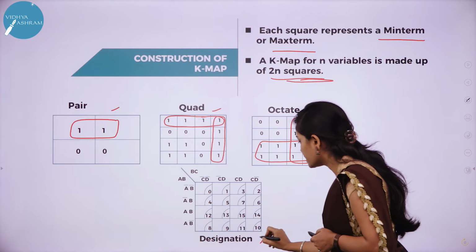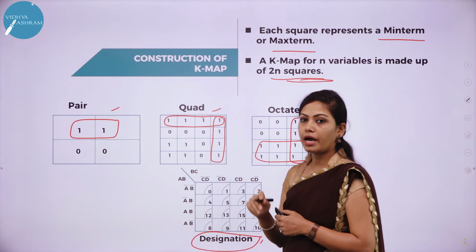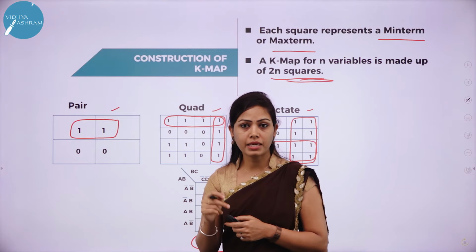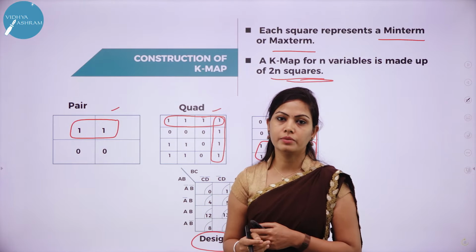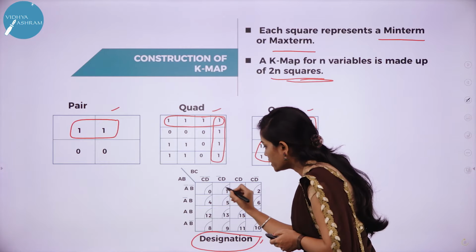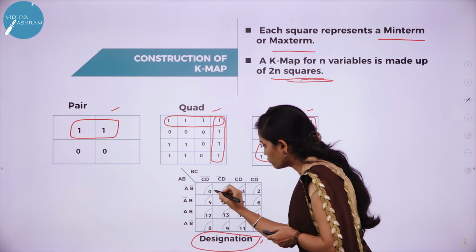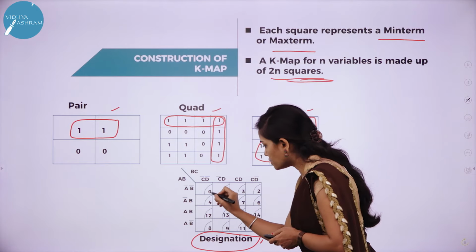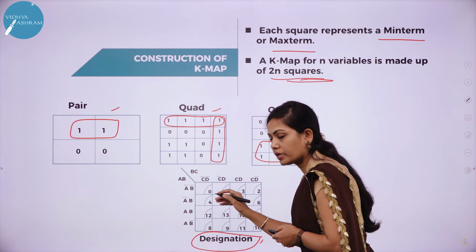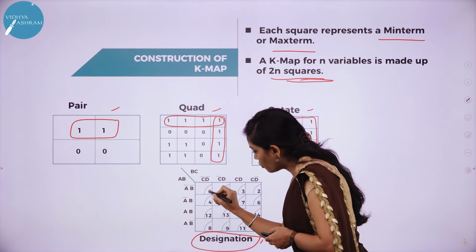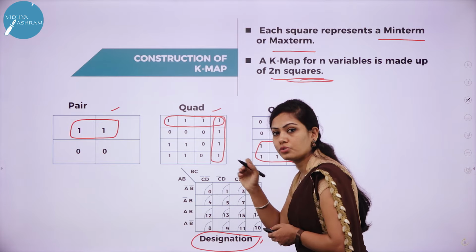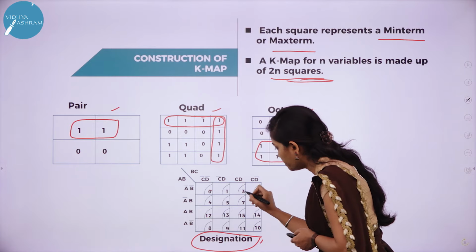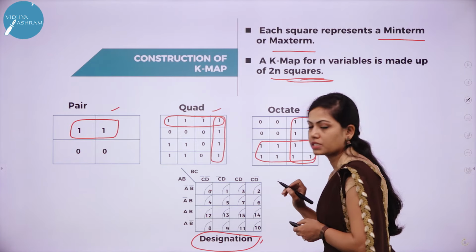And what is this designation? In the previous session, I discussed min term and max term, right? In min term and max term, I explained what designation is. So designation means the position of the cell. So the first positions of the cell are 0, 1, 2 and 3. You should use this method: 0, 1, 2 and 3. So next step, add 4 to this 0. 0 plus 4 is 4. 1 plus 4 is 5. 3 plus 4 is 7. 2 plus 4 is 6.